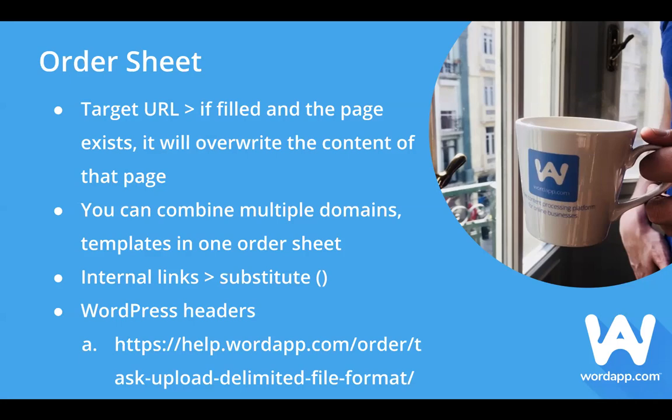It becomes a little bit tricky sometimes depending on how much you want to pre-process, but we'll go through that right now. Internal links is something you obviously want to use in blog posts. For that we have a substitute header. I'll show how that works in a minute. And then we have all our WordPress headers that we can use. As you remember, the blog posts have authors, featured images, tags, and categories, and all of those we can actually fill from our order sheet and attach them to the content order task.